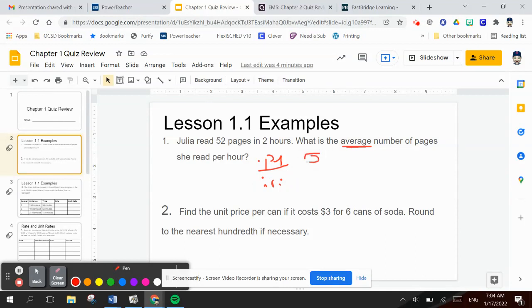So I have 52 over 2, and I want to know how much that is for 1. So what I do is I cross multiply. 52 times 1 is 52. And I divide that by the only number I have left, which is 2. And 52 divided by 2 is 26 pages.